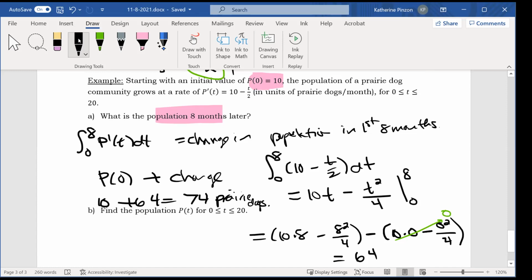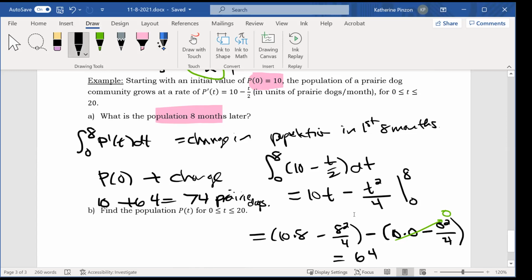Okay, part B. Part B says, find the population P of T for 0 less than T less than 20. So this one wants a function, yeah? All the problems we did so far today just wanted numbers and answers. How much change was there? What was the total displacement, right? This one wants an equation. You don't need to know any of the stuff we learned today to solve this question. You could have done this like 2 weeks ago.